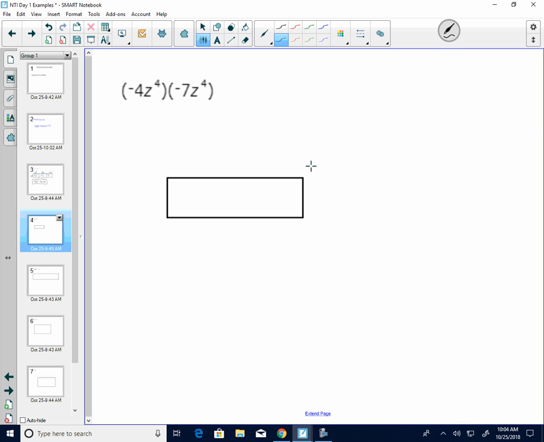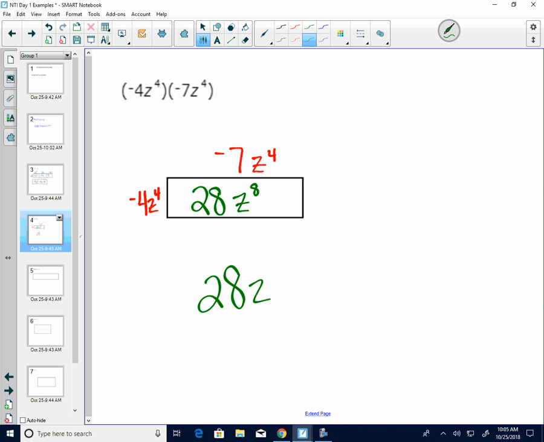So let's look at this example. This is one term times another term, so we don't necessarily need the box. What we need to remember is negative 4 times negative 7 is a positive 28. Z to the 4th times z to the 4th is z to the 8th, because 4 plus 4 is 8. So our final answer is just 28z to the 8th.